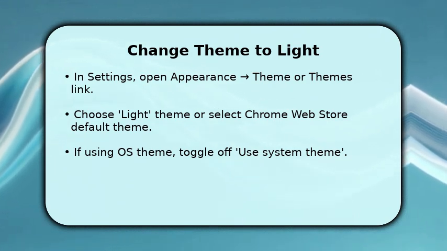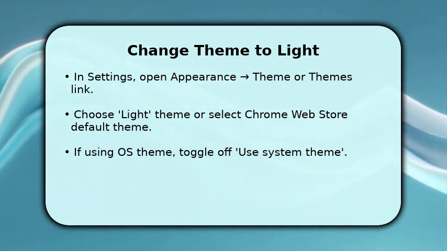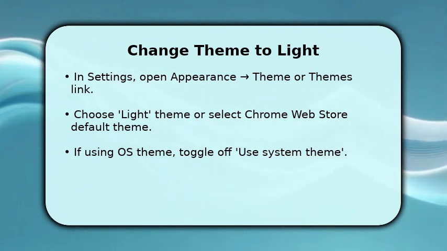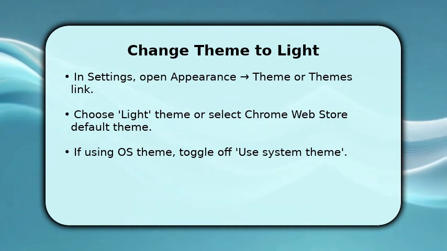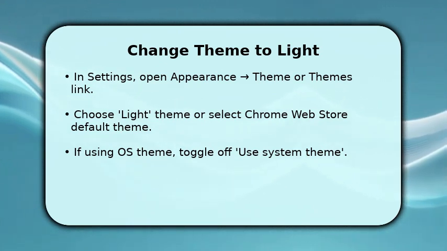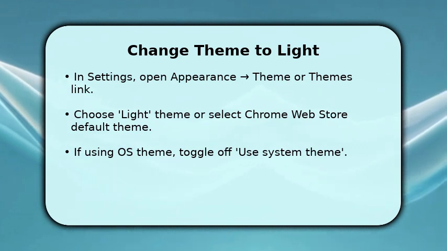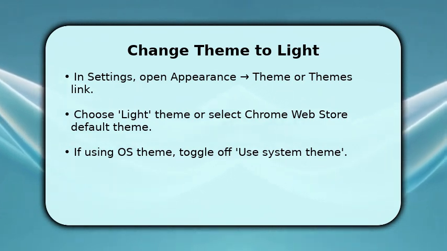If Chrome follows your operating system, make sure to toggle off Use System Theme and then pick Light manually. That prevents the OS dark mode from overriding Chrome. Once selected, Chrome immediately updates, so confirm the browser background. Finish by restarting Chrome to ensure the light theme persists across windows.